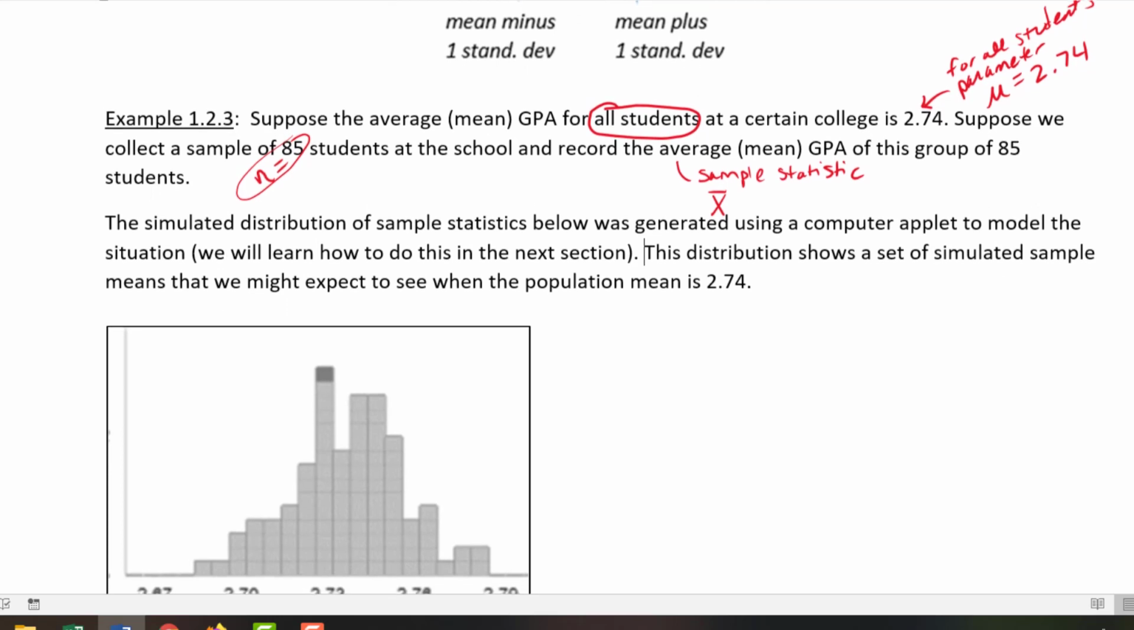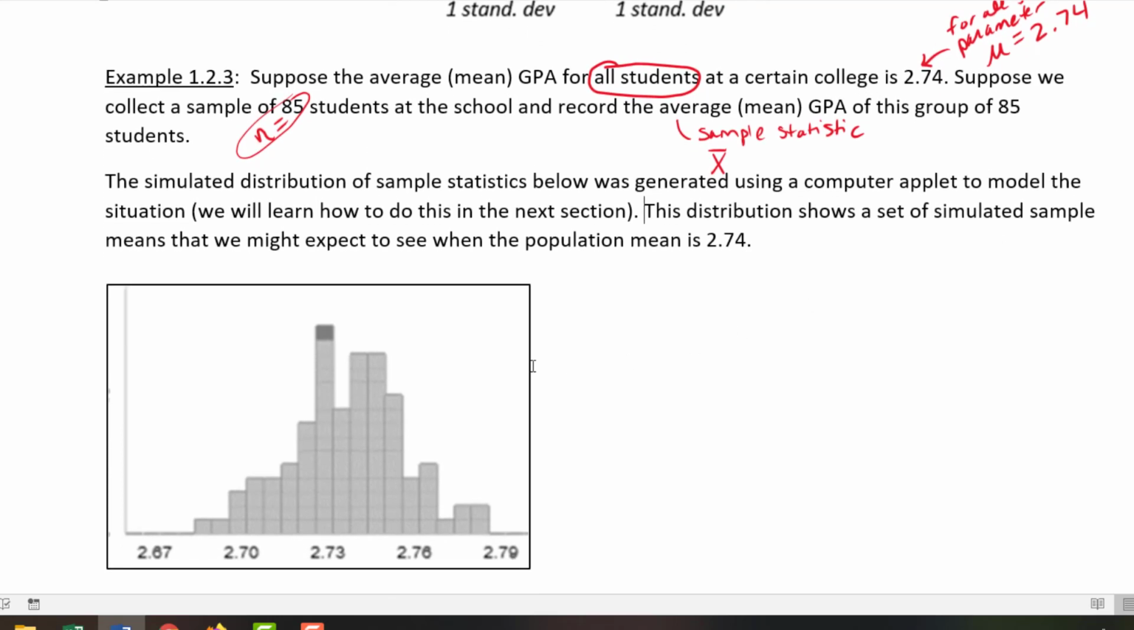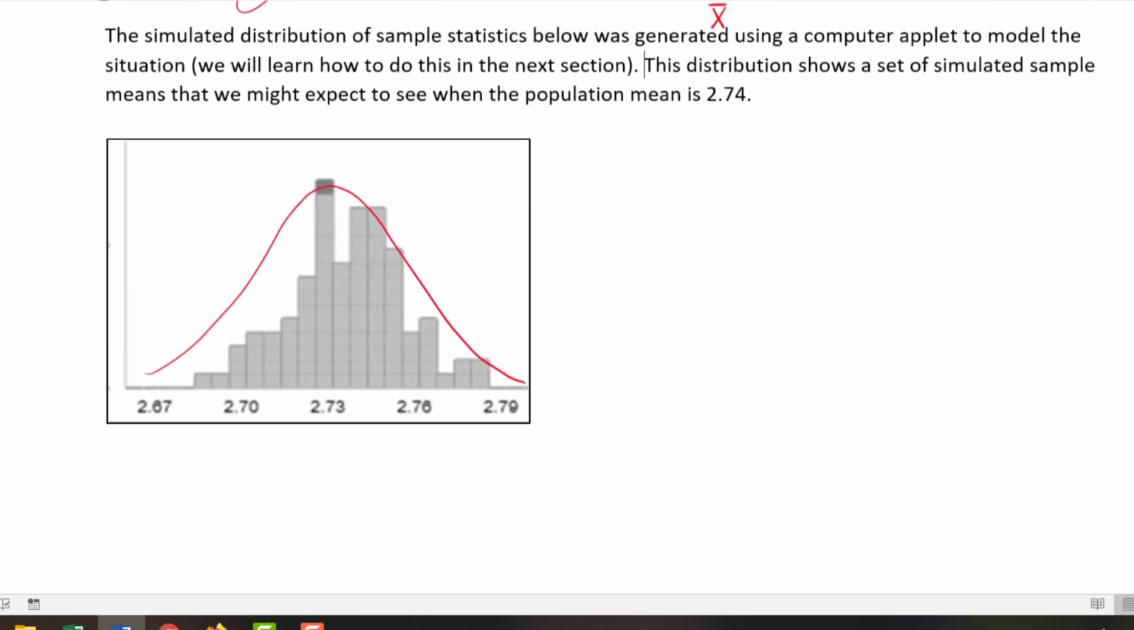All right, so then they give us a simulated distribution of sample statistics. We see the little squares there, and we see that normal distribution shape that we see with our distributions of sample statistics. This one was generated with a computer, which we'll learn to do in a future section. This distribution shows what we expect the simulated sample means would look like if the population mean is 2.74. All right, so now let's answer some questions related to this.